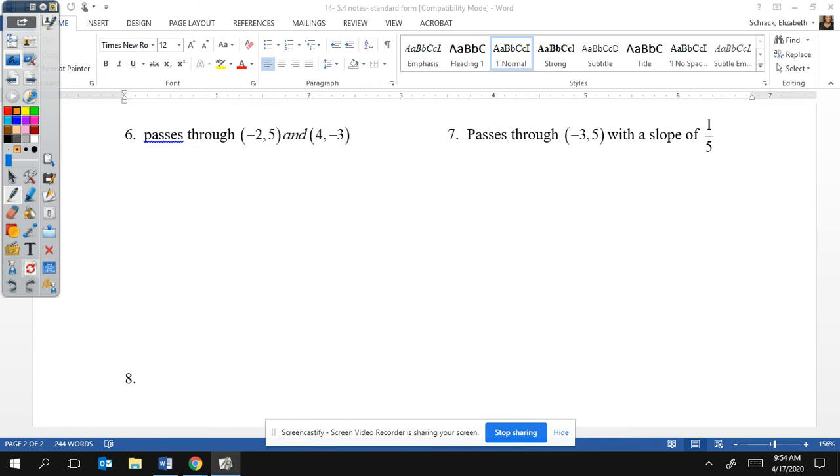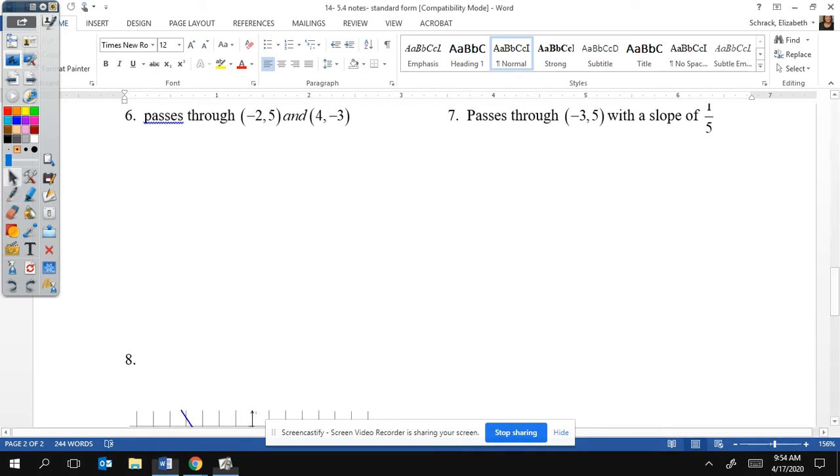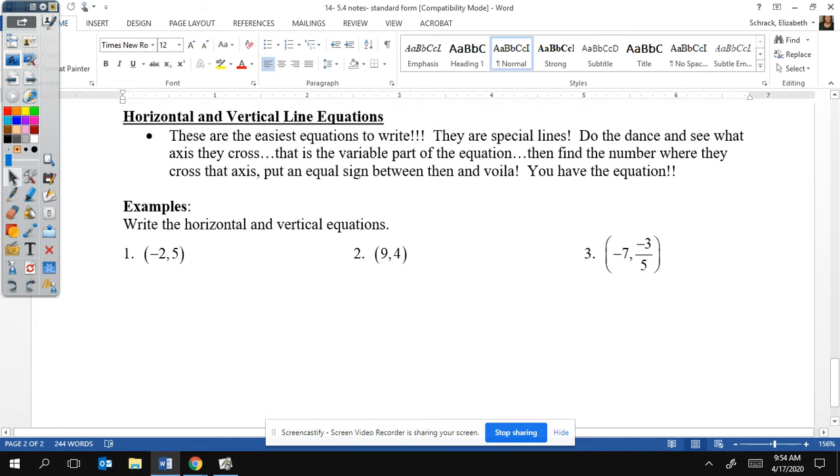Okay. One last thing, you're going to be doing 3 other problems tomorrow. I am going to skip down to numbers 1, 2, and 3 under horizontal and vertical line equations, and we're going to be doing those. So these are special lines. You can do the dance. So for example, Y line is doing the sprinkler. Those are your horizontal lines. Your vertical lines are your x equals lines. Basically what you're doing is you're just finding these points on a coordinate plane.